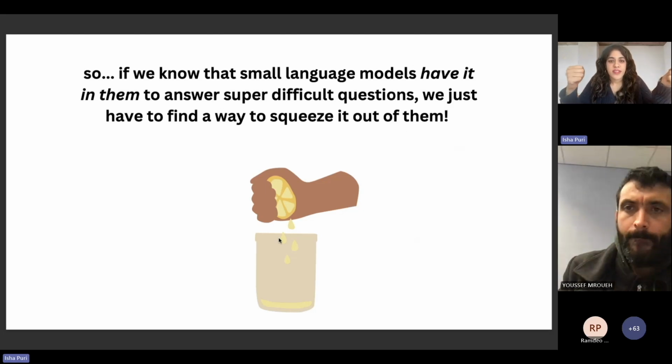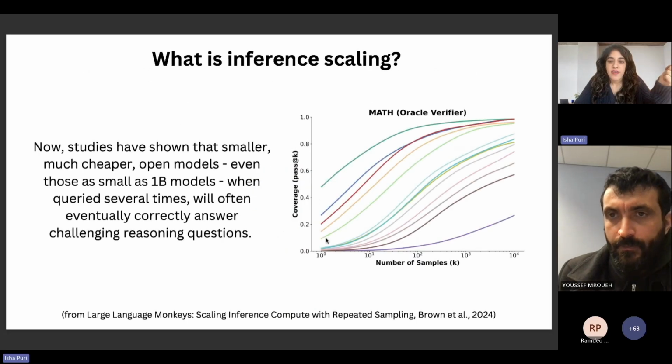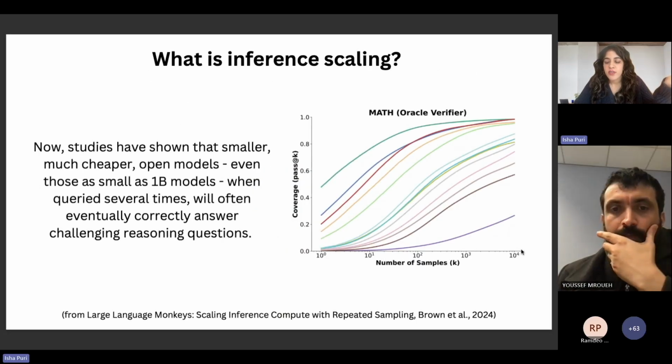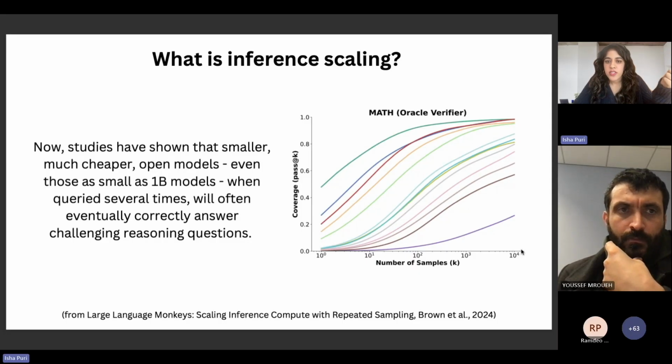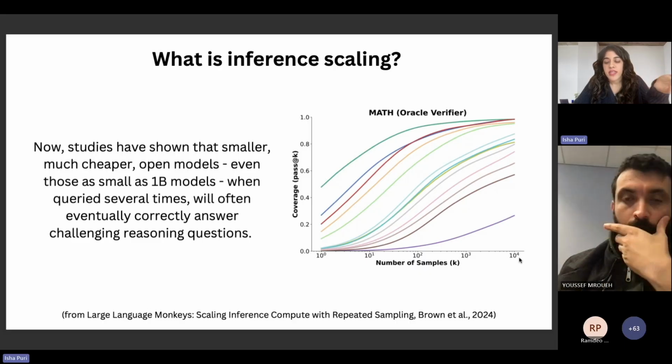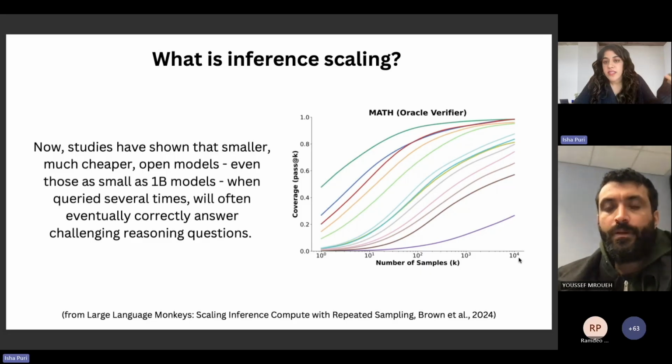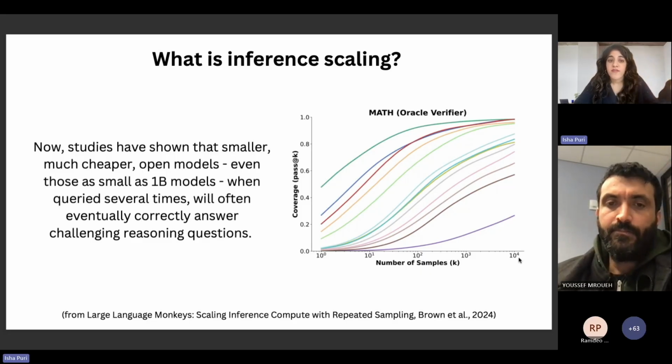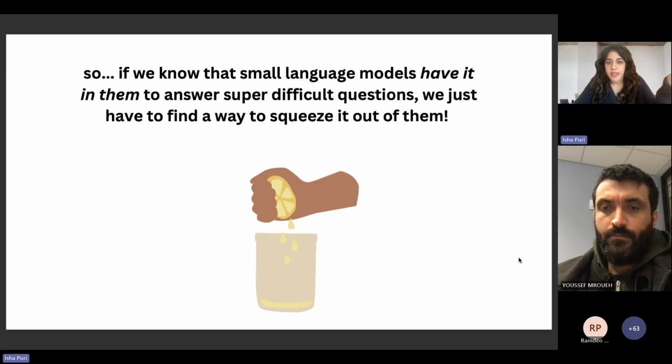You just kind of have to find a way to squeeze it out of them. If the lines had just stayed constant, it would have suggested that language models at scales as small as 1B didn't have the ability to answer these questions. But the fact that eventually with 1,000 or 10,000 samples, at least one of the answers is correct, suggests that now we just kind of have to find a way to get there.